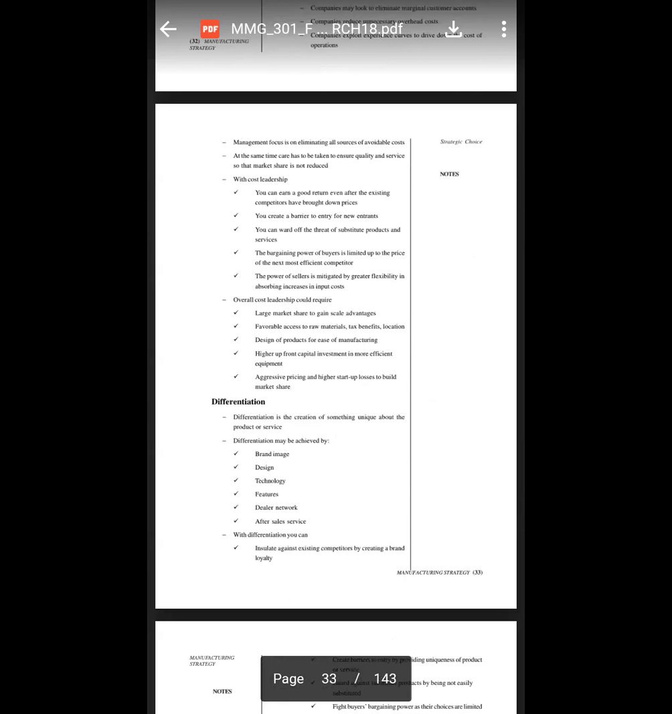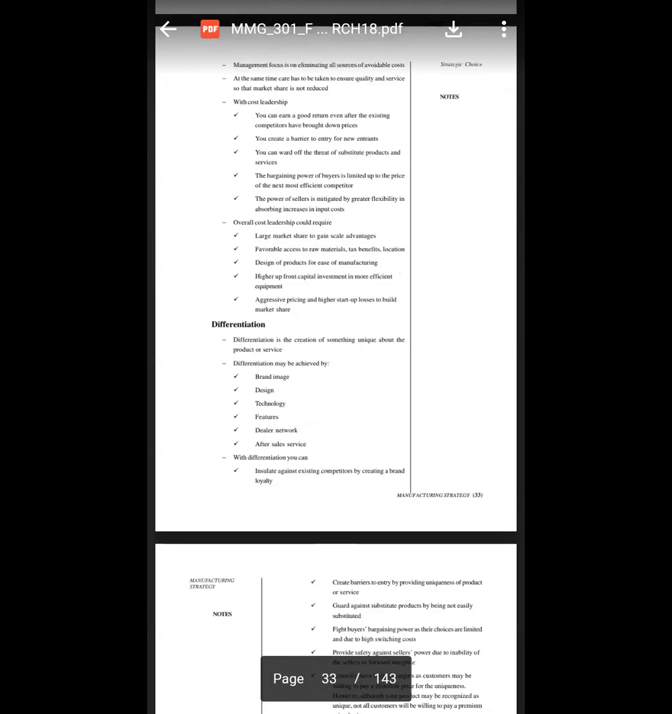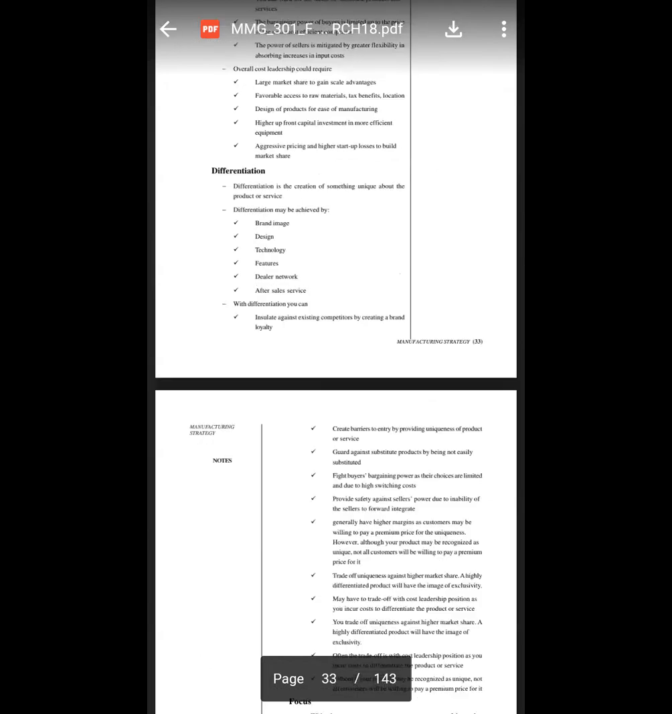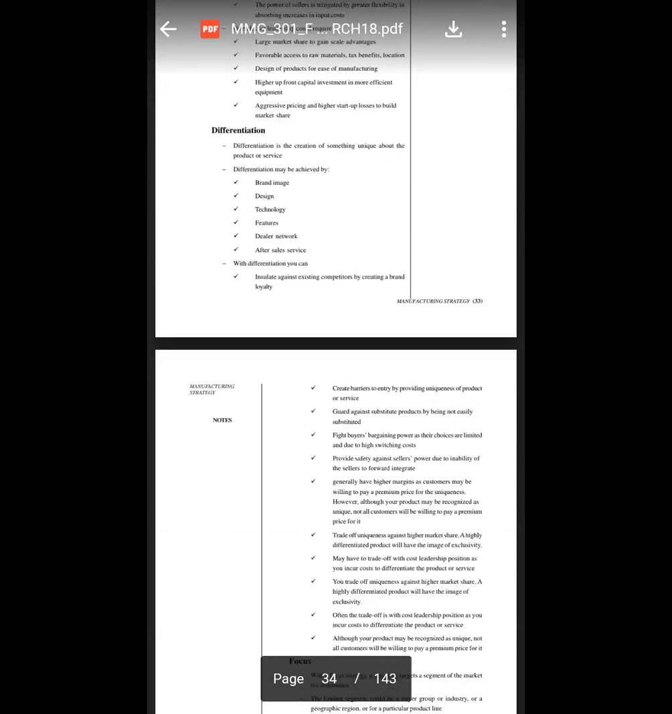Now, differentiation is the creation of something unique about the product and services. Differentiation may be achieved by brand image, design, technology, features, dealer network, and after sales service. It creates barriers to entry by providing uniqueness of product or services, and guards against subsequent imitation by not being easily imitated.